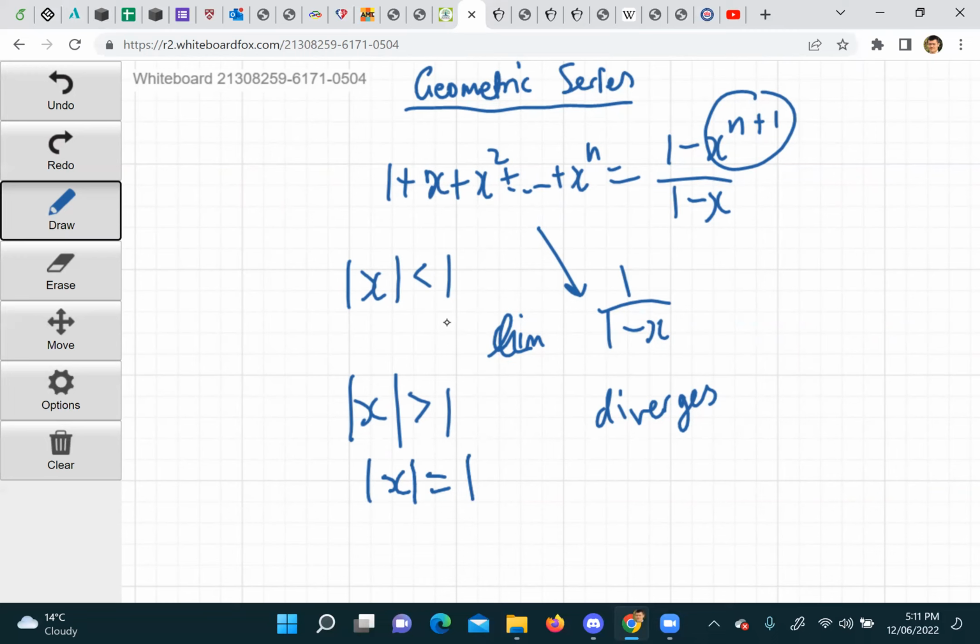The limit doesn't exist, right? Because the partial sums simultaneously go to 0, 1, minus 1. With x equal to 1 it actually equals infinity, whereas with negative 1 it just doesn't exist.